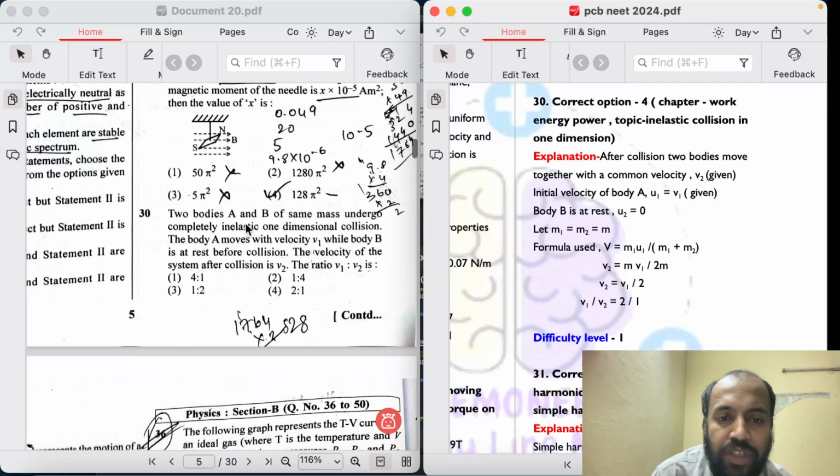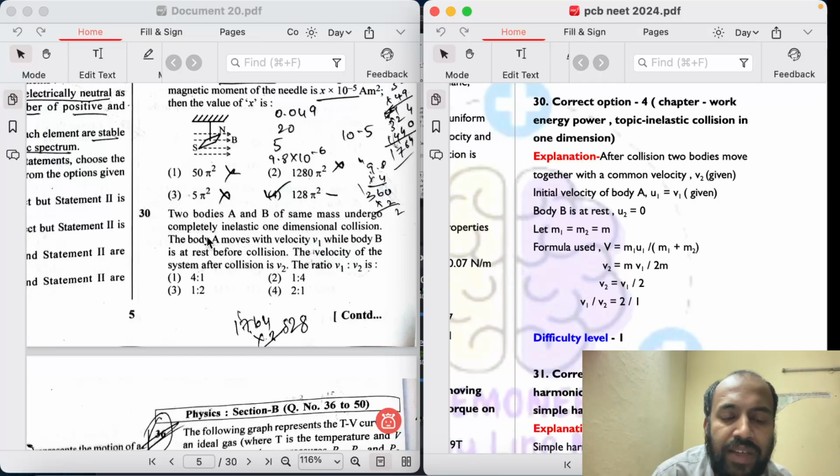We have got two bodies A and B of the same mass that undergo a completely inelastic one-dimensional collision. So it's a problem from collision. The body A moves with velocity v1 while body B is at rest before collision. So it is at rest, body A moves. The velocity of the system after collision is v2. The ratio of v1 by v2 is.